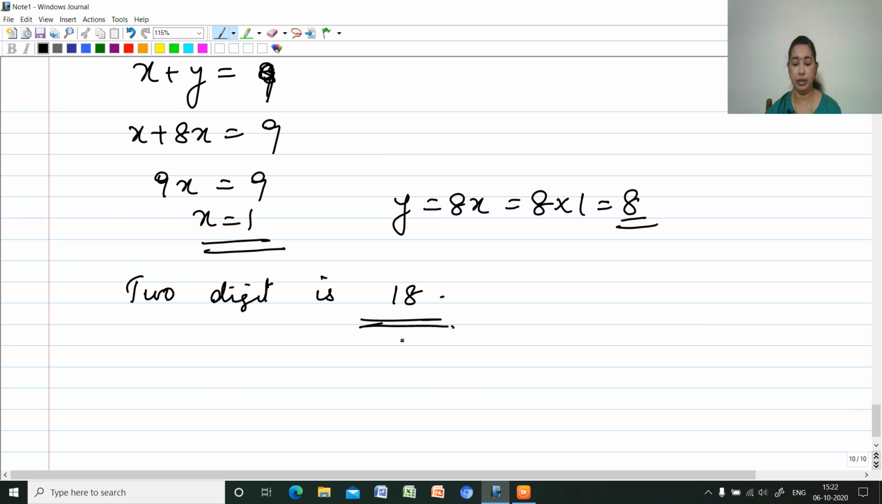In the same way, the remaining questions, you can frame the equations, solve the pair of equations by the method of elimination and try it.